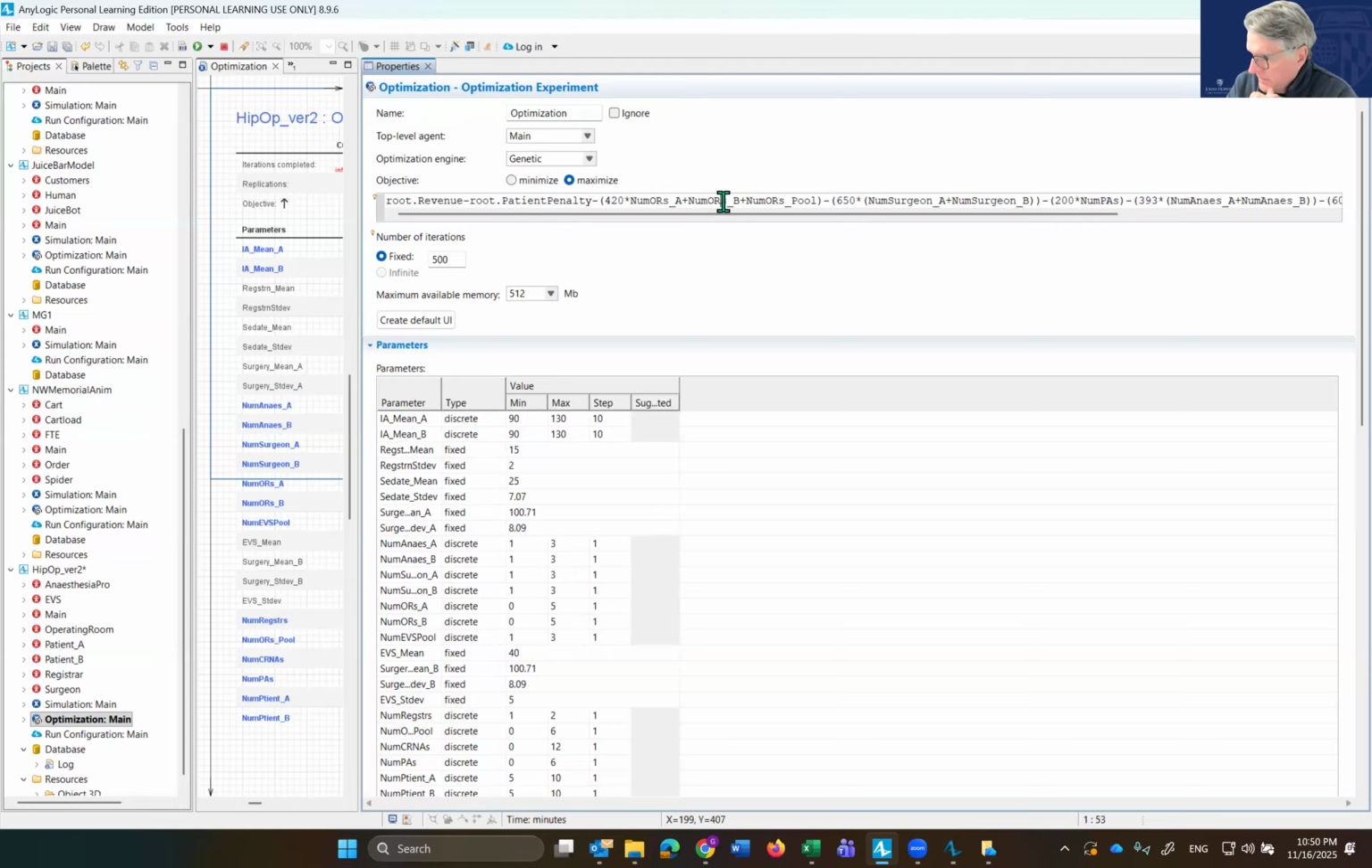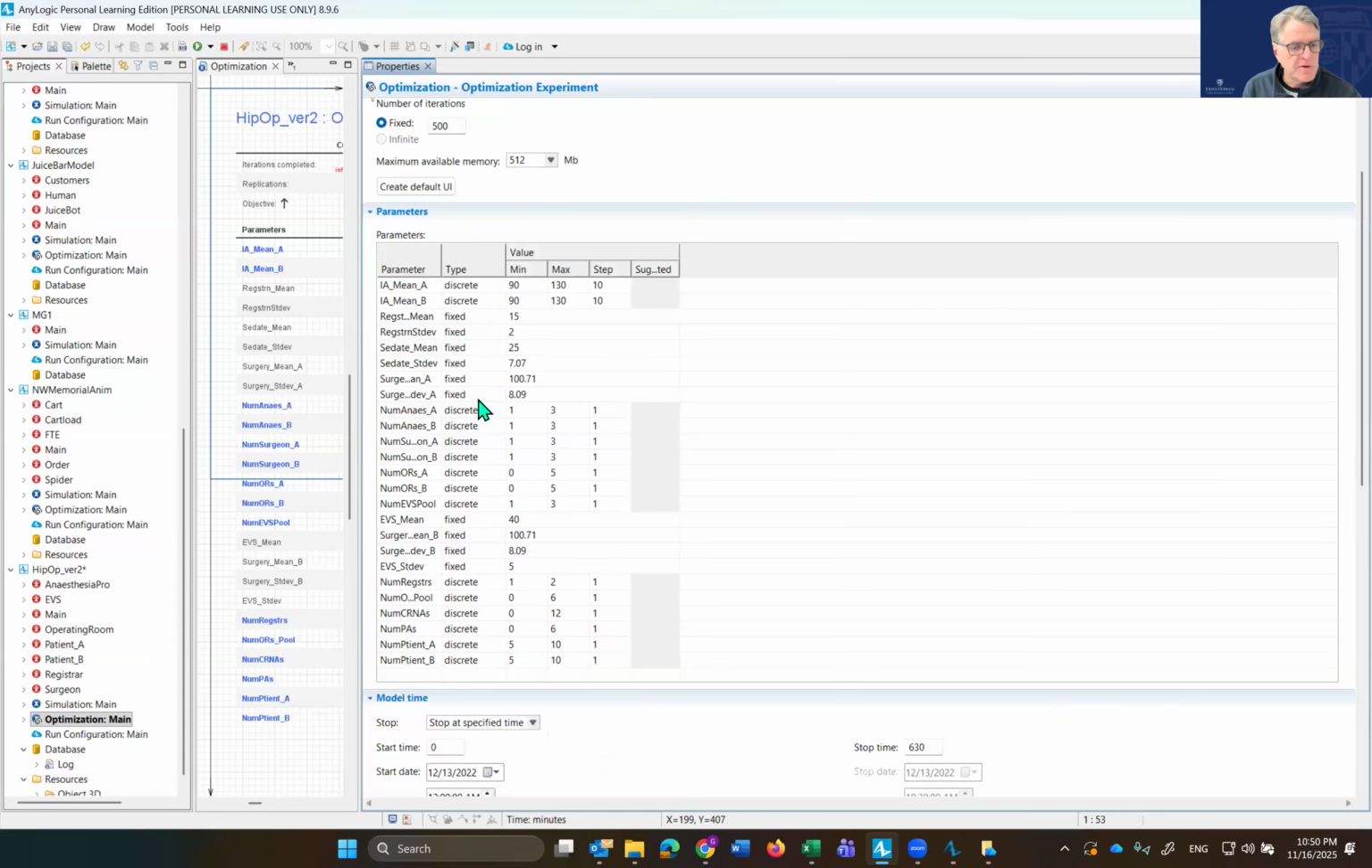This is a heuristic optimization, so you're not getting an exact optimization. One of the reasons for that is this is a combinatorial optimization, and the computational complexity of solving it exactly blows up as the number of combinations increases, and that's definitely the case here. Because you're looking at changing simultaneously tracks A and B, anesthesiologists in track A and B, and the CRNAs, and the EVS staff, and the registrar, and the cadence, and so forth.